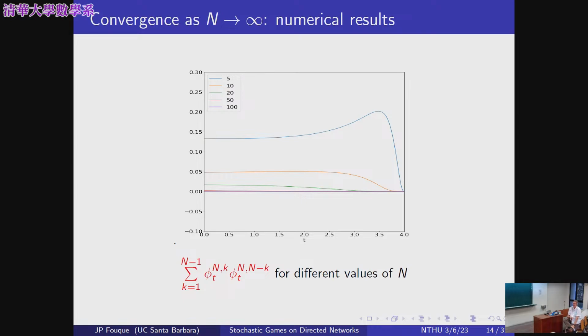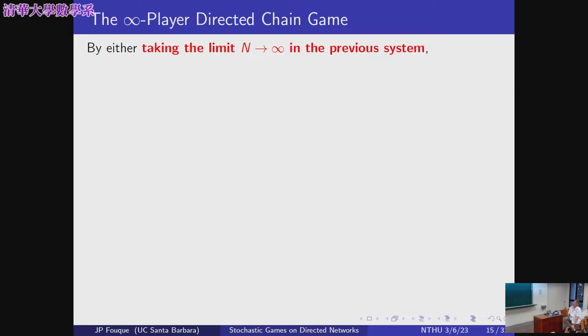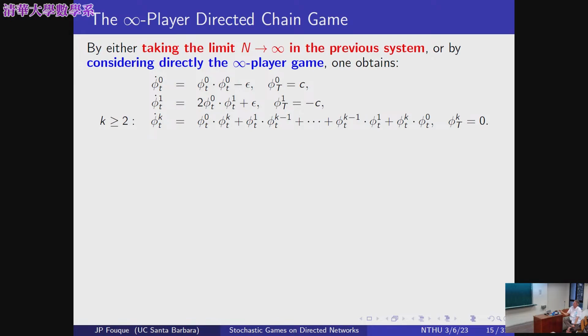So this is intriguing because I cannot prove that. I worked hard on that. We worked hard. We couldn't prove that. But this goes to 0, it seems. But if we use the other boundary condition, we can describe the infinite player game. So the infinite player game is described like this. This is described by this infinite sequence of numbers, which are solutions of these ODEs.